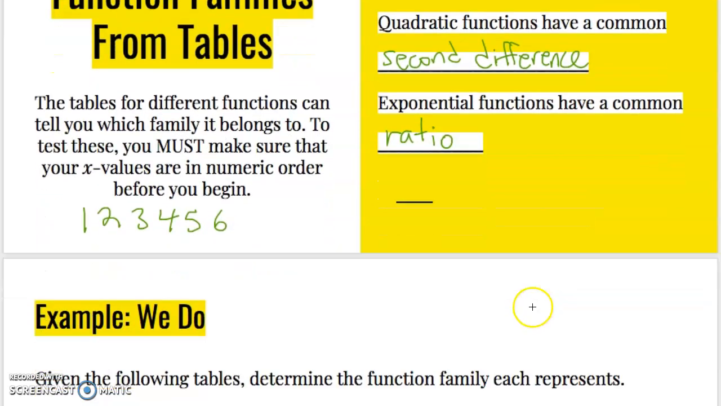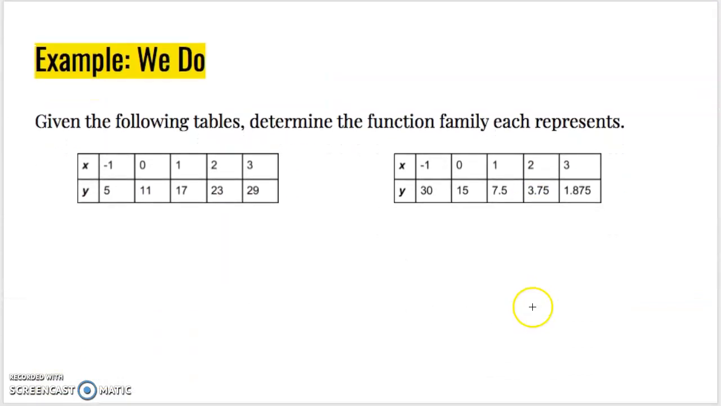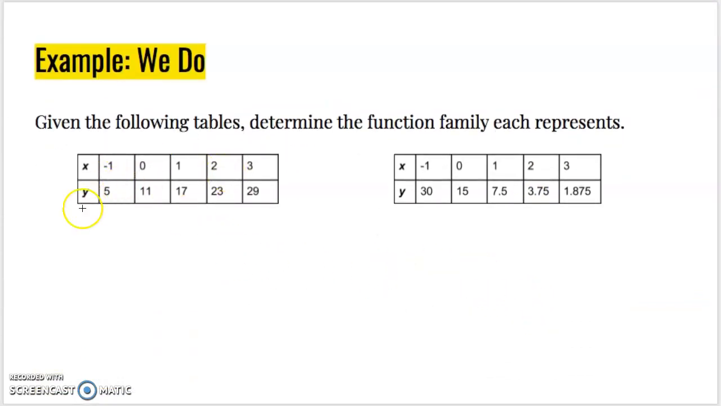So let's go ahead and do some examples of this. For each of these tables, I'm just going to start with testing the first differences. Then if that doesn't work, I'll go to the second. And if that doesn't work, I'll go to the ratio. So first, my x values are in numeric order. That's awesome. So I'm going to test my first differences here.